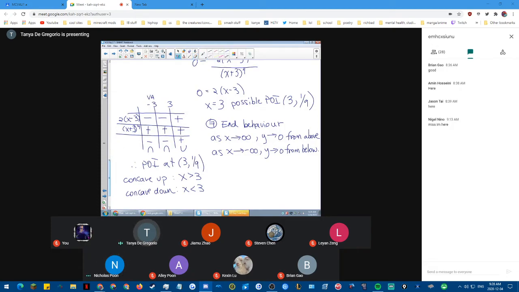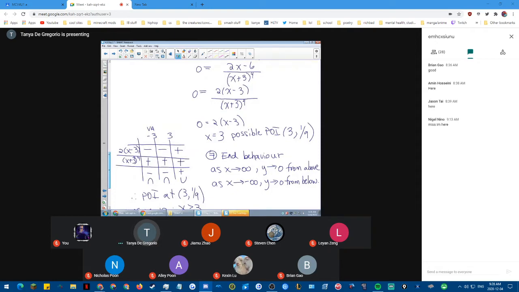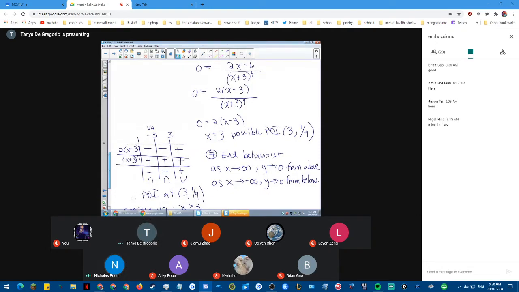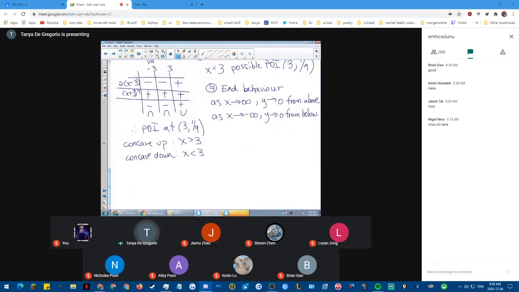So we don't have to state the end behavior as x approaches the asymptotes. No, because that's not the end. We're just talking about the ends. You want to know what's happening at the end.